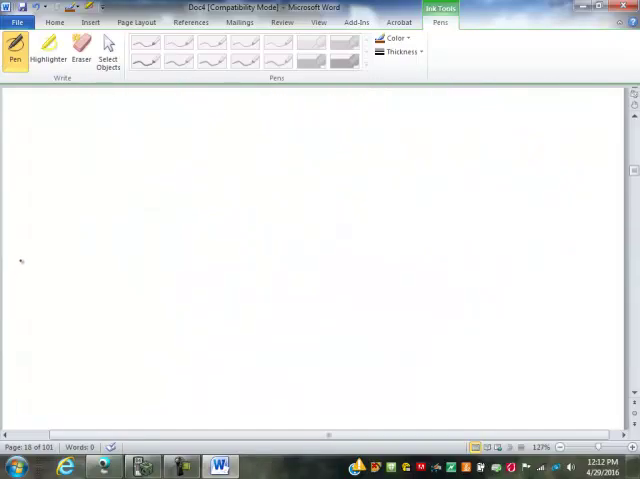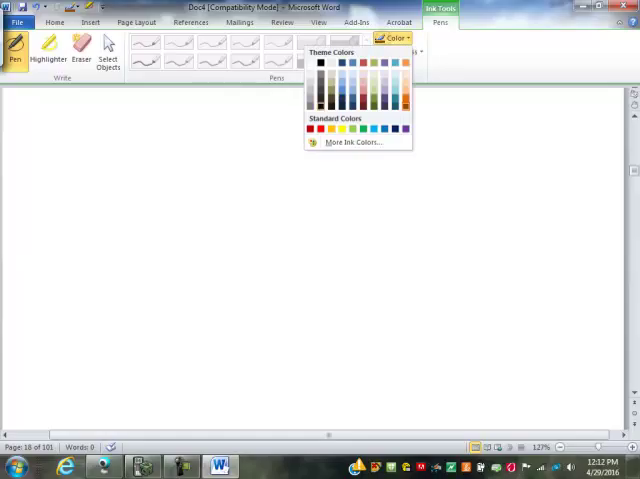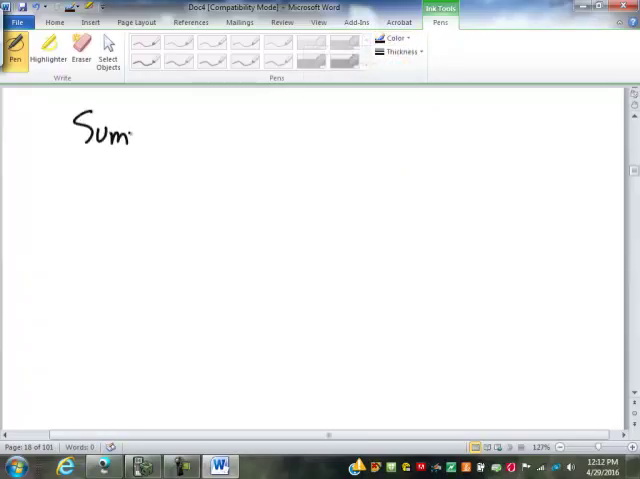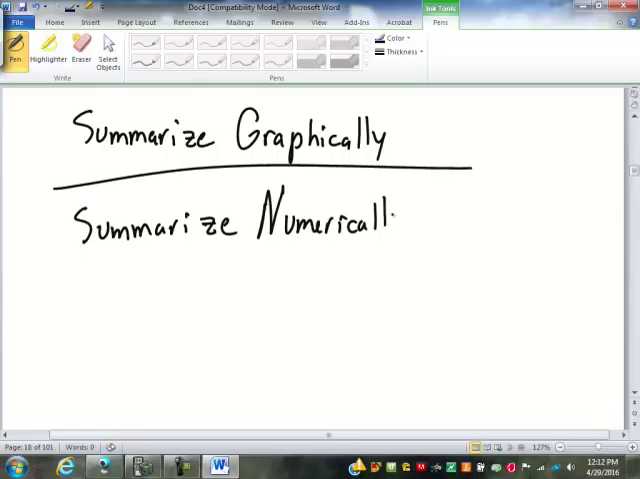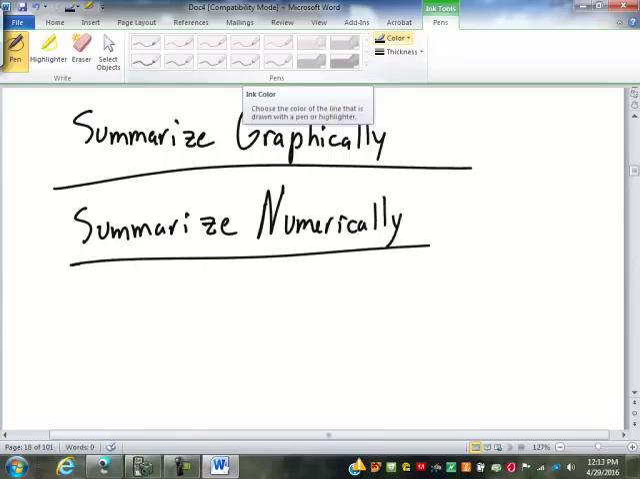So now our next step, now that we've summarized data graphically, which is the tables and the graphs, our next step is going to be to summarize data numerically. And summarizing data numerically goes off of that concept that we talked about of a data distribution.